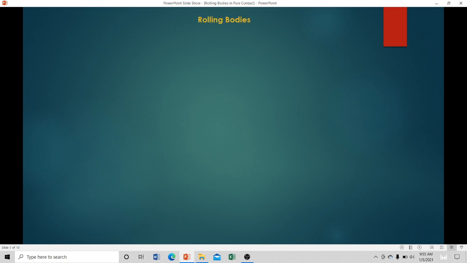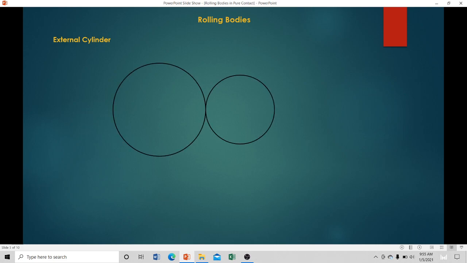Let us have the rolling bodies. So for the external cylinder, we have this figure. The bigger circle, we call it cylinder 1, and your smaller circle, we call it cylinder 2.